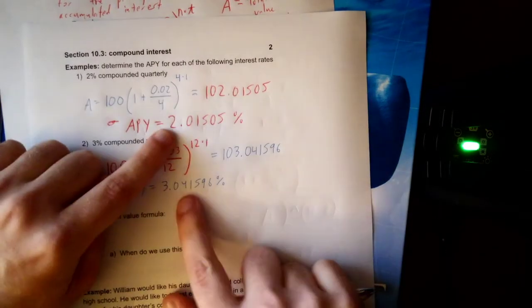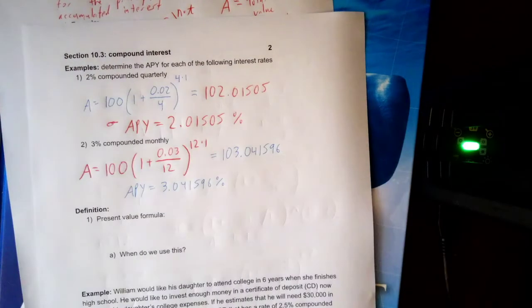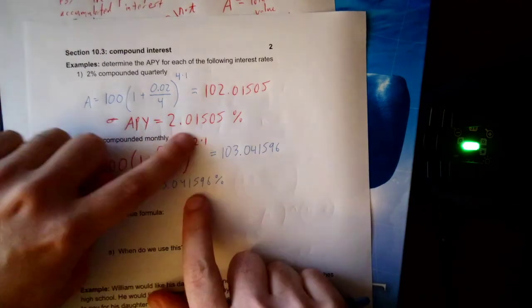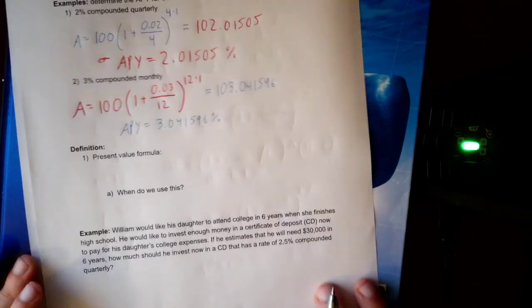Notice each percentage was a smidgen higher than the original, right? Compounding interest is always going to be greater than simple interest. The APY is the simple interest rate that returns the same amount of money for the same time period, 1 year, right? The APY, the annual percentage yield. That we can calculate. Now, we have one last formula to look at.